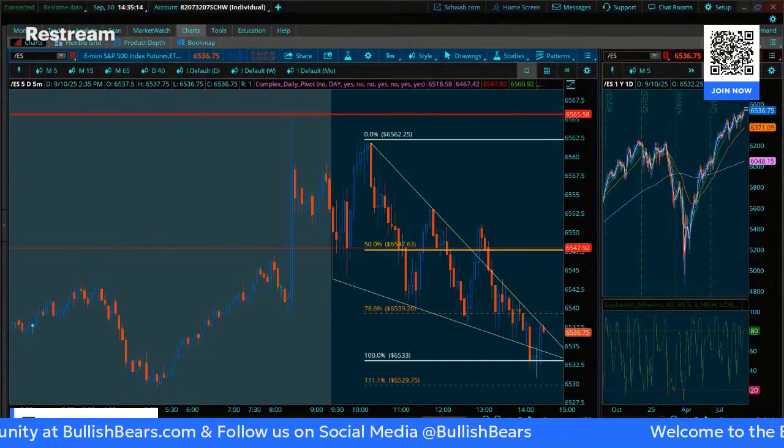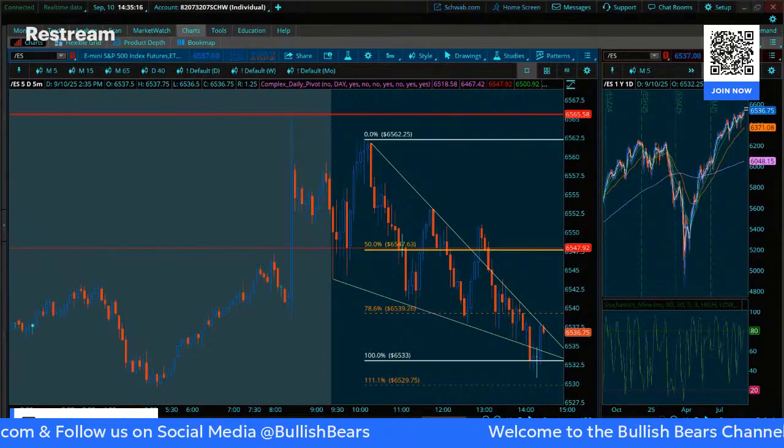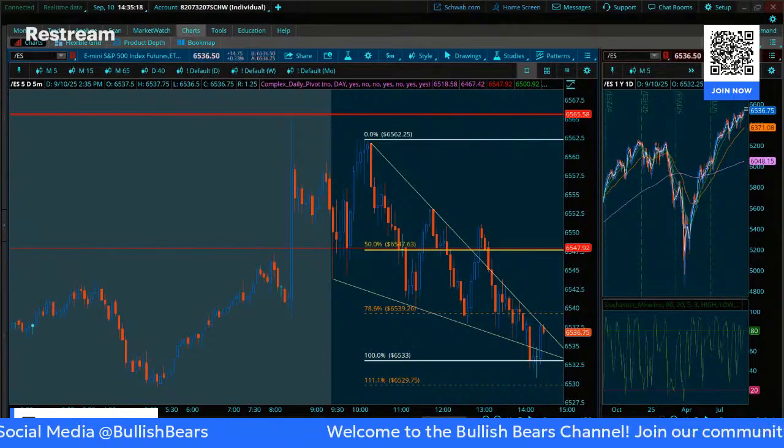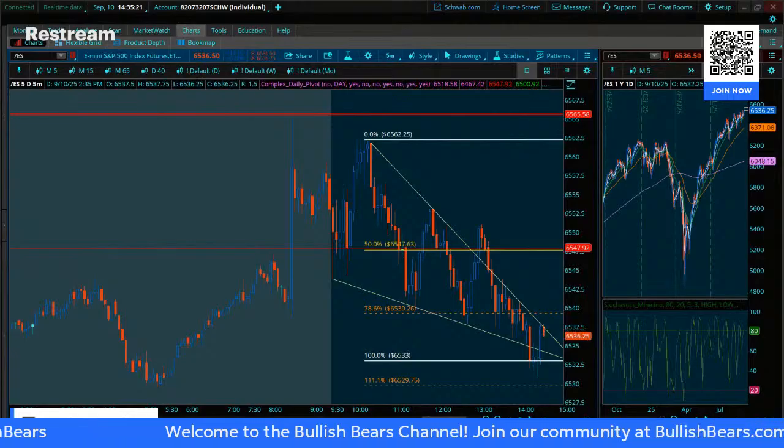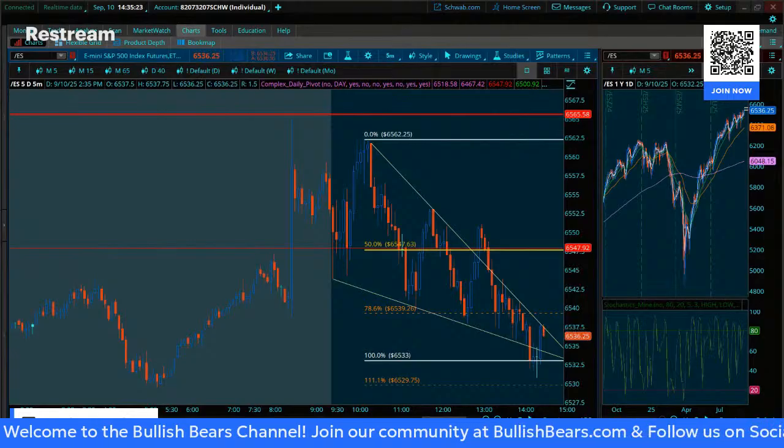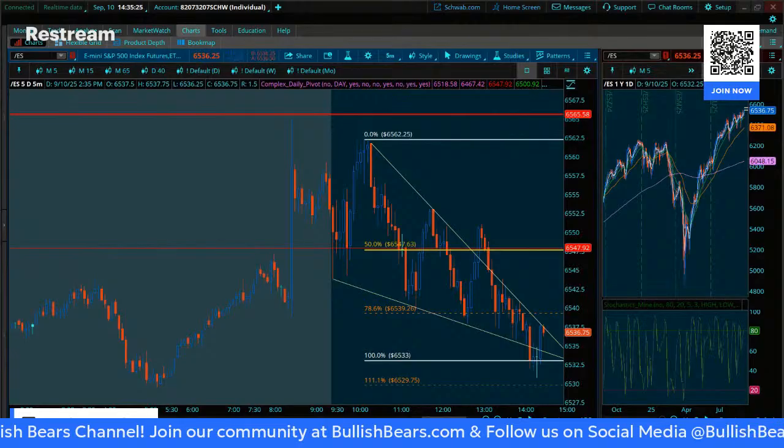Or, you know what I mean? If I'm up on the day, I'm more willing to take the risk with a sloppier reversal bar. But not if I'm down on the day.